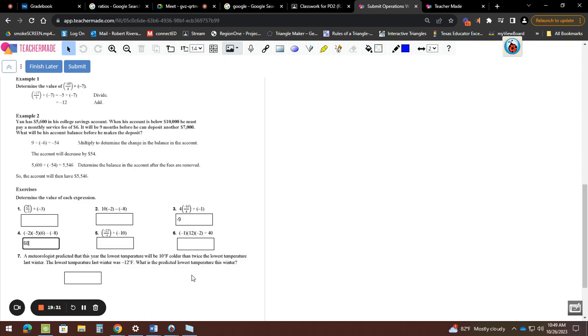Okay, but let me continue. The lowest temperature last winter was negative 12 degrees Fahrenheit. What is the predicted lowest temperature this winter? So I'm gonna put number 7, and I'm gonna start with my question. Like I taught you, whenever there's story time, we start with a question. The question is, what is the predicted lowest temperature this winter?